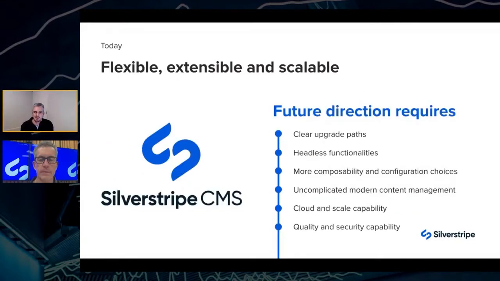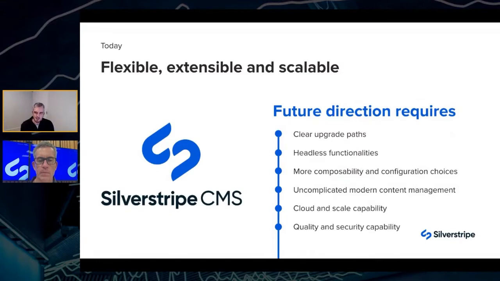Something I wanted to raise here is that it's this core, the flexible, extensible, and scalable Silverstripe CMS that we know today. Future direction requires a few things that we've identified and I believe are strongly felt in the community. It's clear upgrade paths. A few of us experienced the transition from CMS 3 to 4, and we remember it with different levels of emotion, I'm sure. And it's headless functionality, something that we all want to get in and start working with multiple platforms, different devices, and unified experiences.